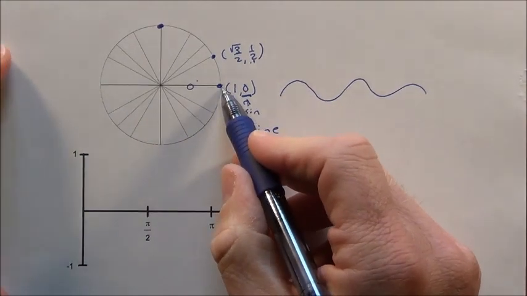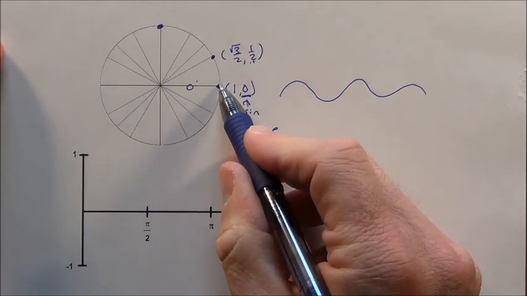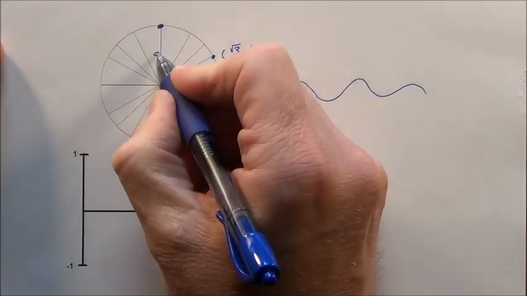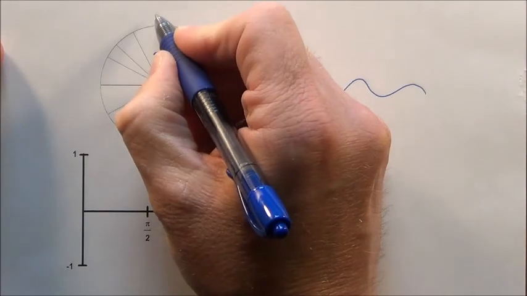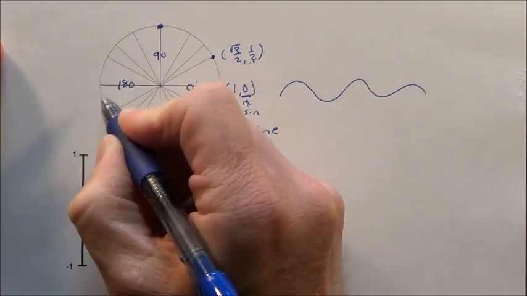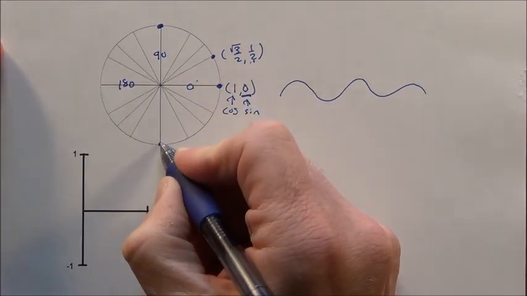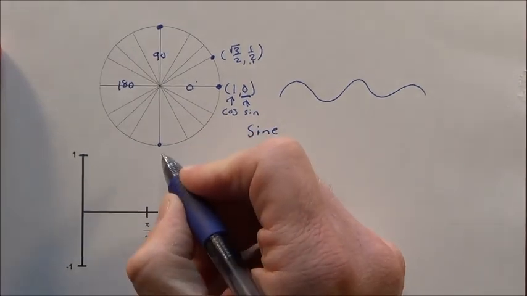So the main spots that we're going to sort of plot to get an idea of where things are, we're going to concentrate here 0, up here at pi over 2, which is 90. We'll concentrate here at 180, which is pi radians. And then down here at 270, which is 3 pi over 2.